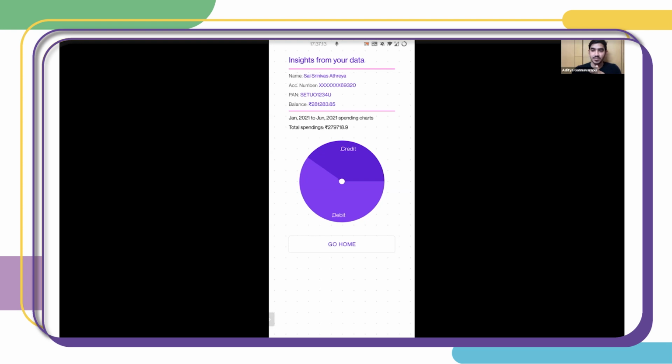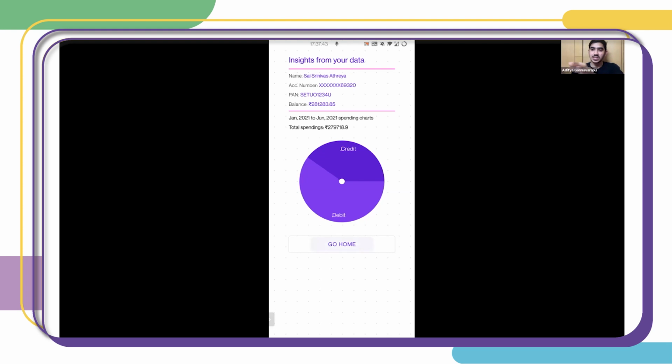693 with a PAN number, and I have a balance of this much. And from Jan to June, my total spendings are this much, with a credit percentage in that pie chart as that, and the debit percentage as that. So this is a use case that you can build on top of Setu's account aggregator by pulling financial information of a certain user and giving them insights that, okay, during this period, this was the amount that went in, this was the amount that went out, and so on and so forth.